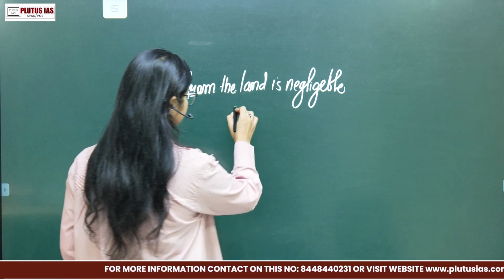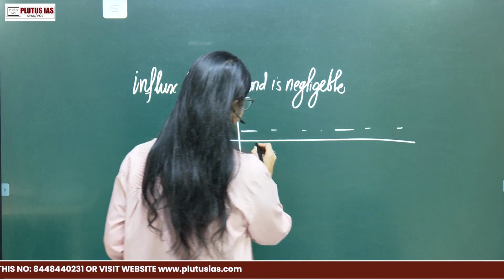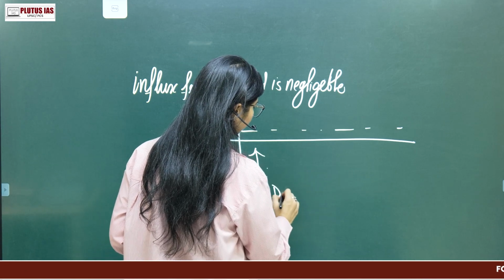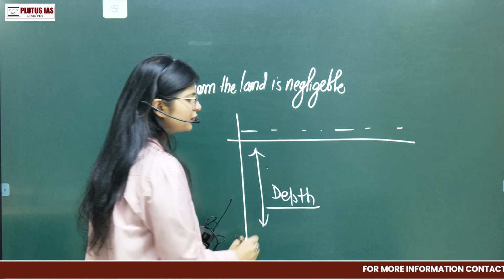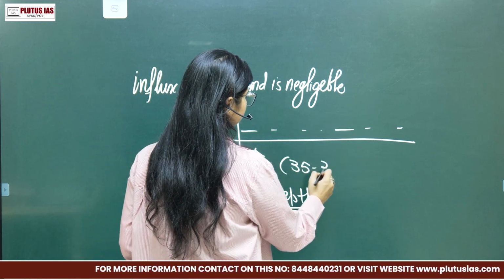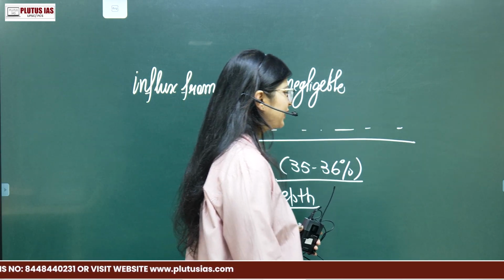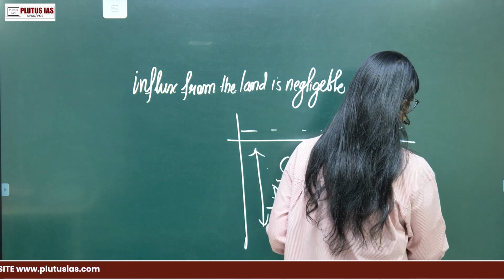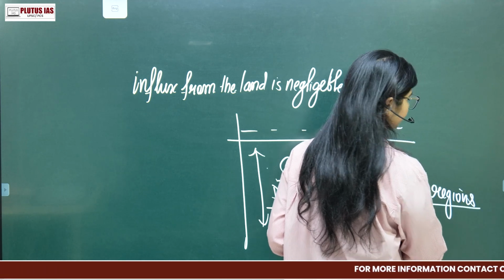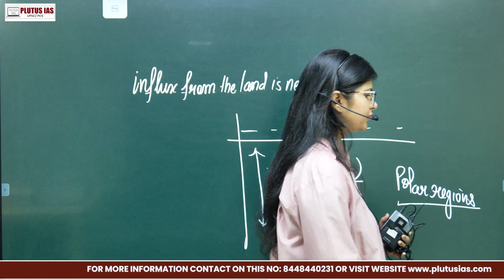Salinity ranges from, what is the depth? This is the surface. This is the depth. Okay. This is the depth that we are talking about. At the depth of the ocean, salinity ranges from 35 to 36%, where lower values occur near polar regions.